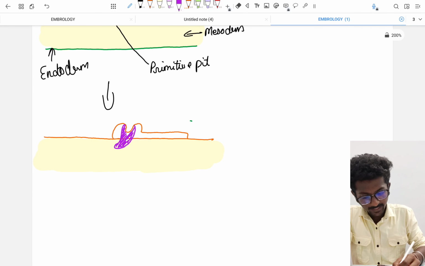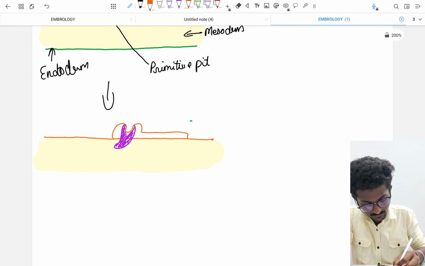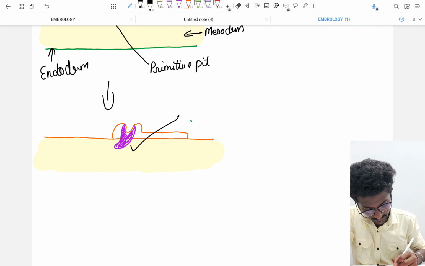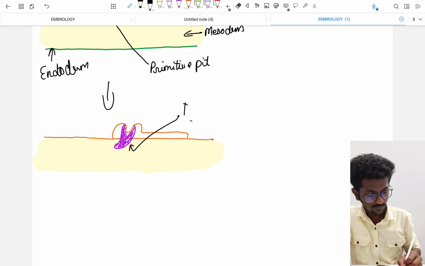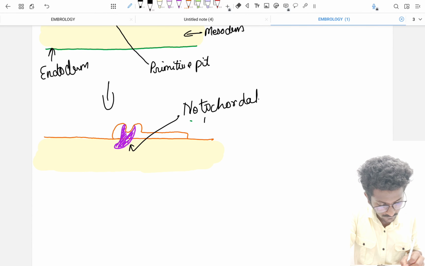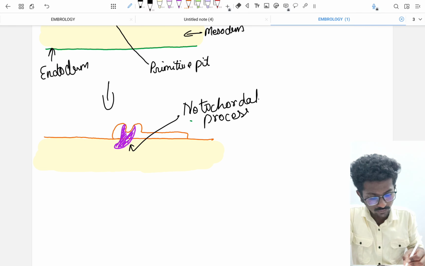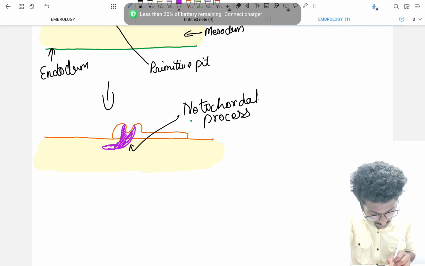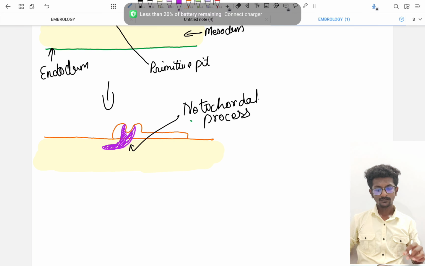And this structure is called the notochordal process. Notochordal process.